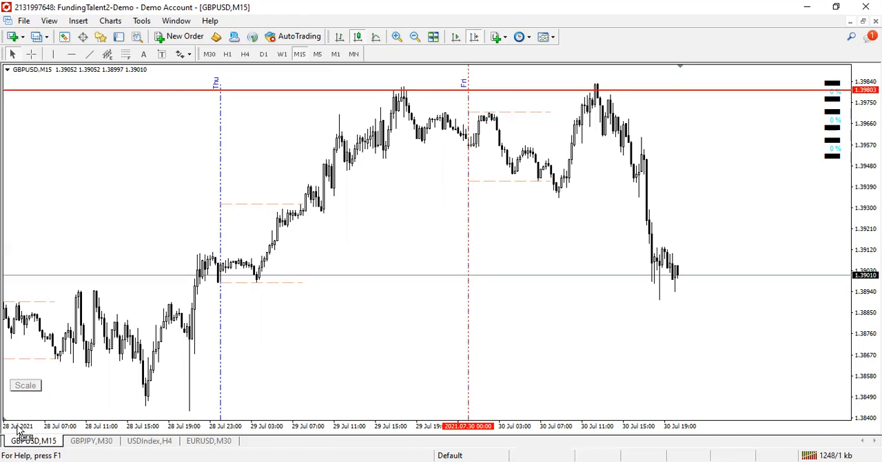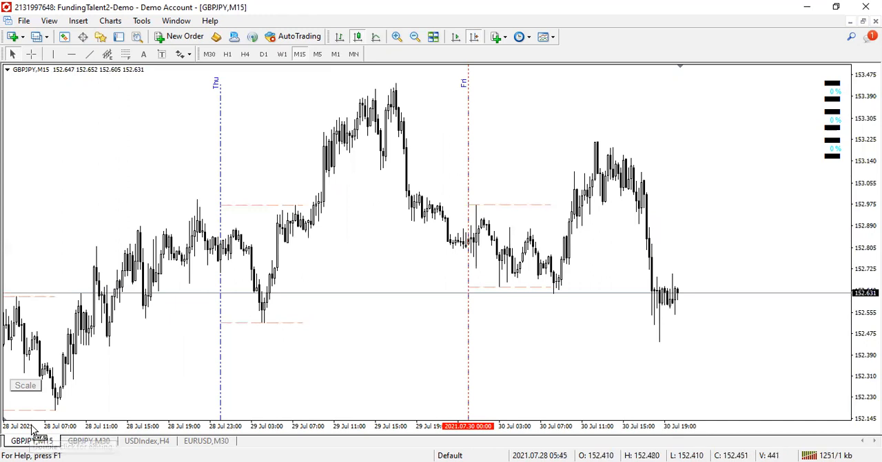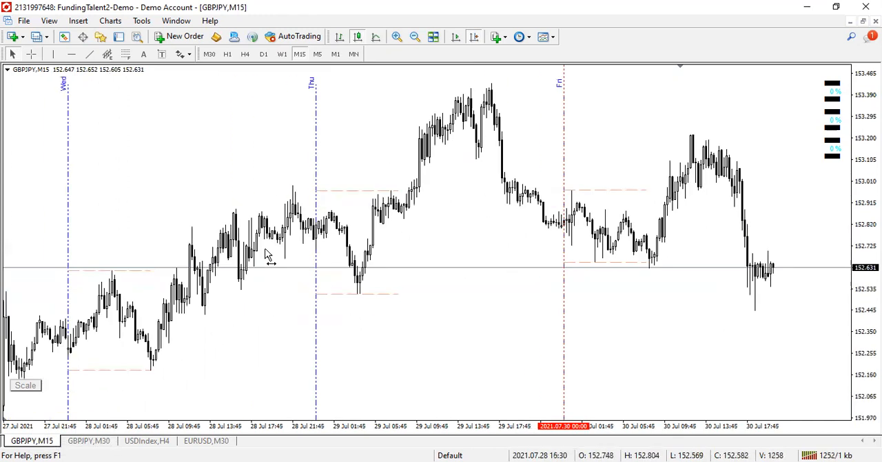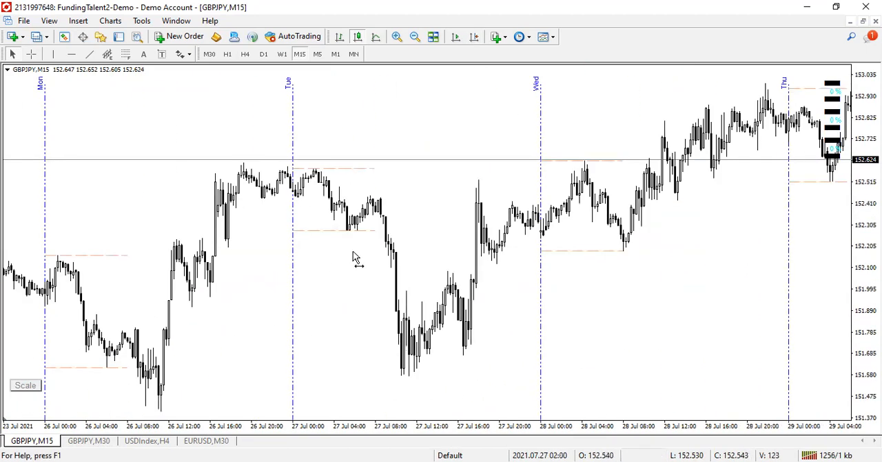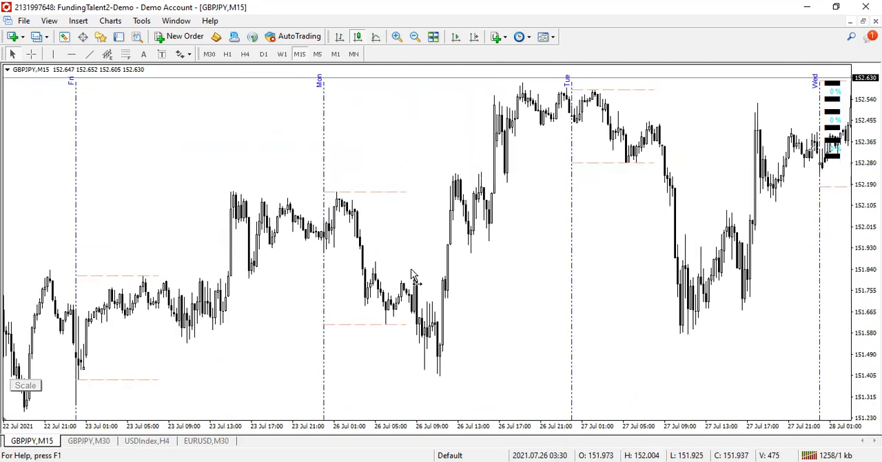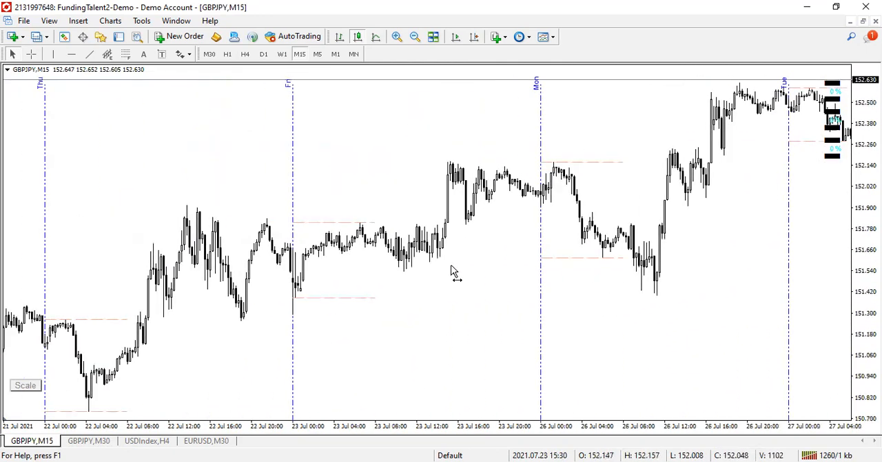Let me switch to another pair. Let me go to GBPJPY and use exactly the same approach to analyze this market. Let me start with Monday. First of all, let me start with Friday.